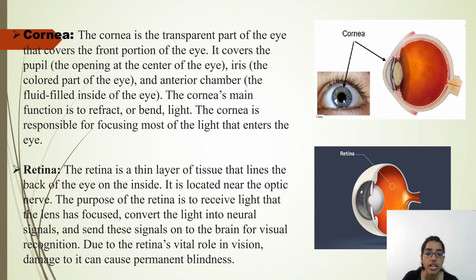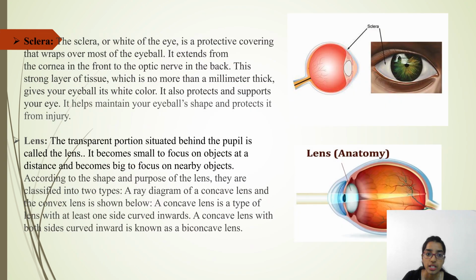Retina. The retina is a thin layer of tissue that lines the back of the eye on the inside. It is located near the optic nerve. The purpose of the retina is to receive light that the lens has focused, convert the light into neural signals, and send the signals on to the brain for visual recognition. Due to the retina's vital role in vision, damage to it can cause permanent blindness.